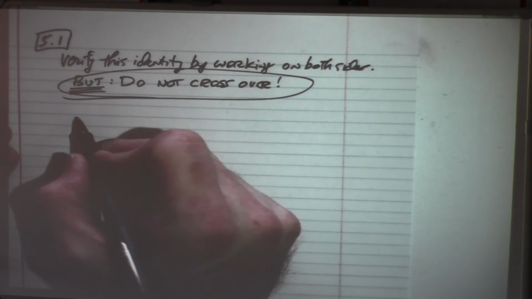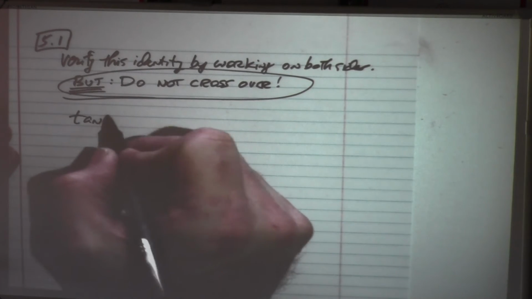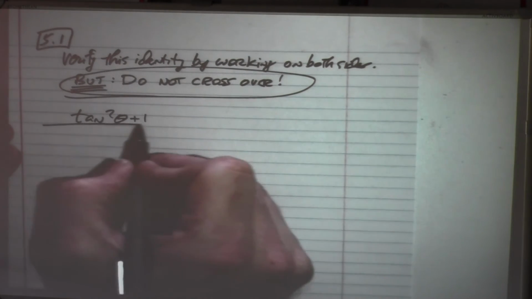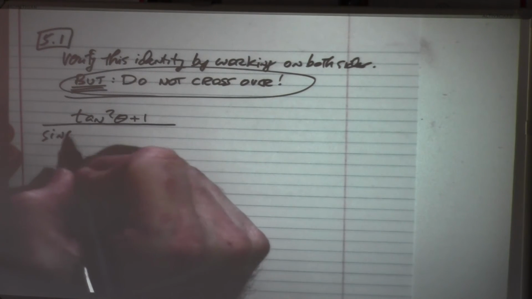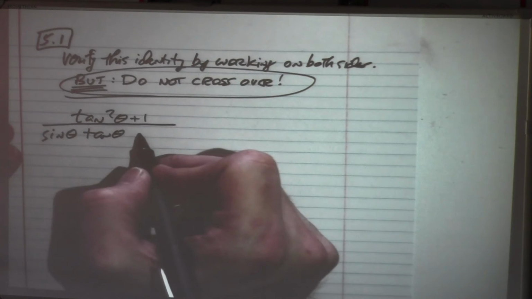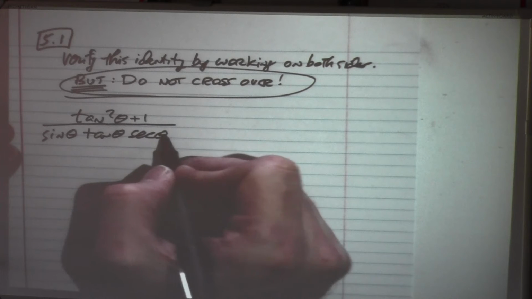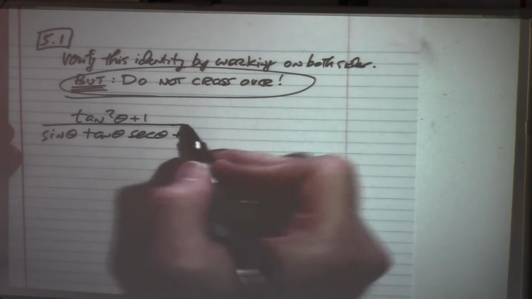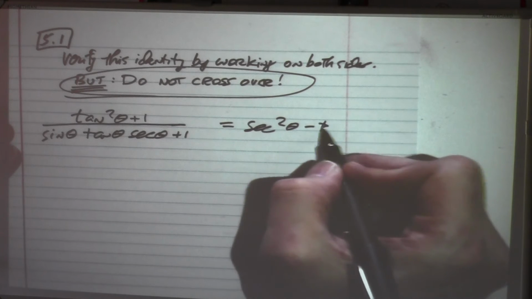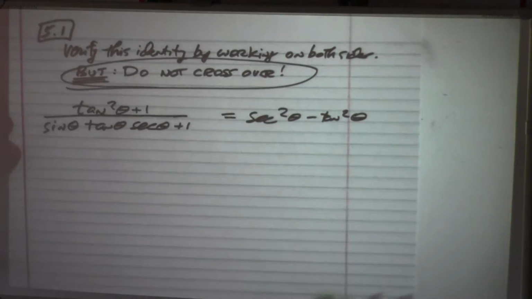All right, so let's write this down, please. Tangent squared theta plus 1 over sine theta times tangent theta times secant theta plus 1 equals secant squared theta minus tangent squared theta.